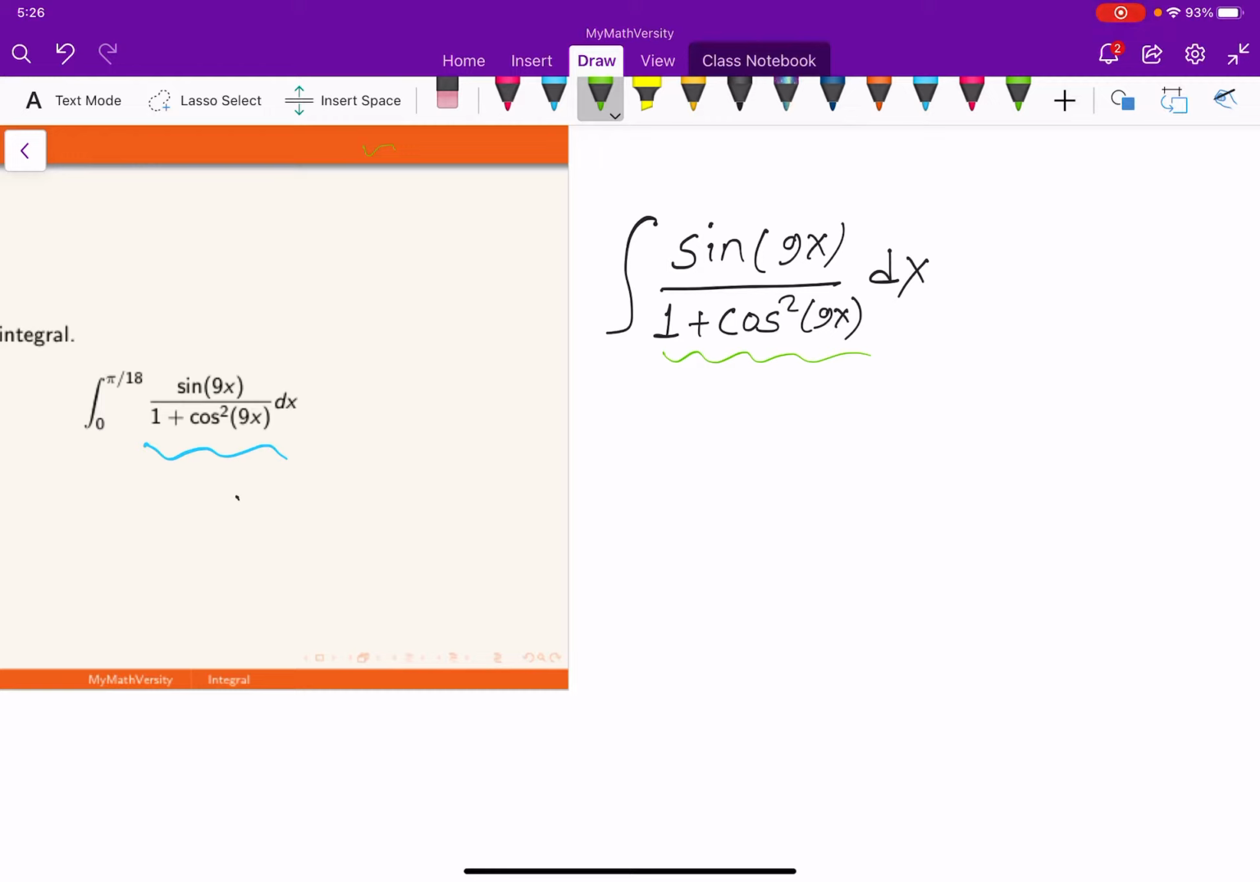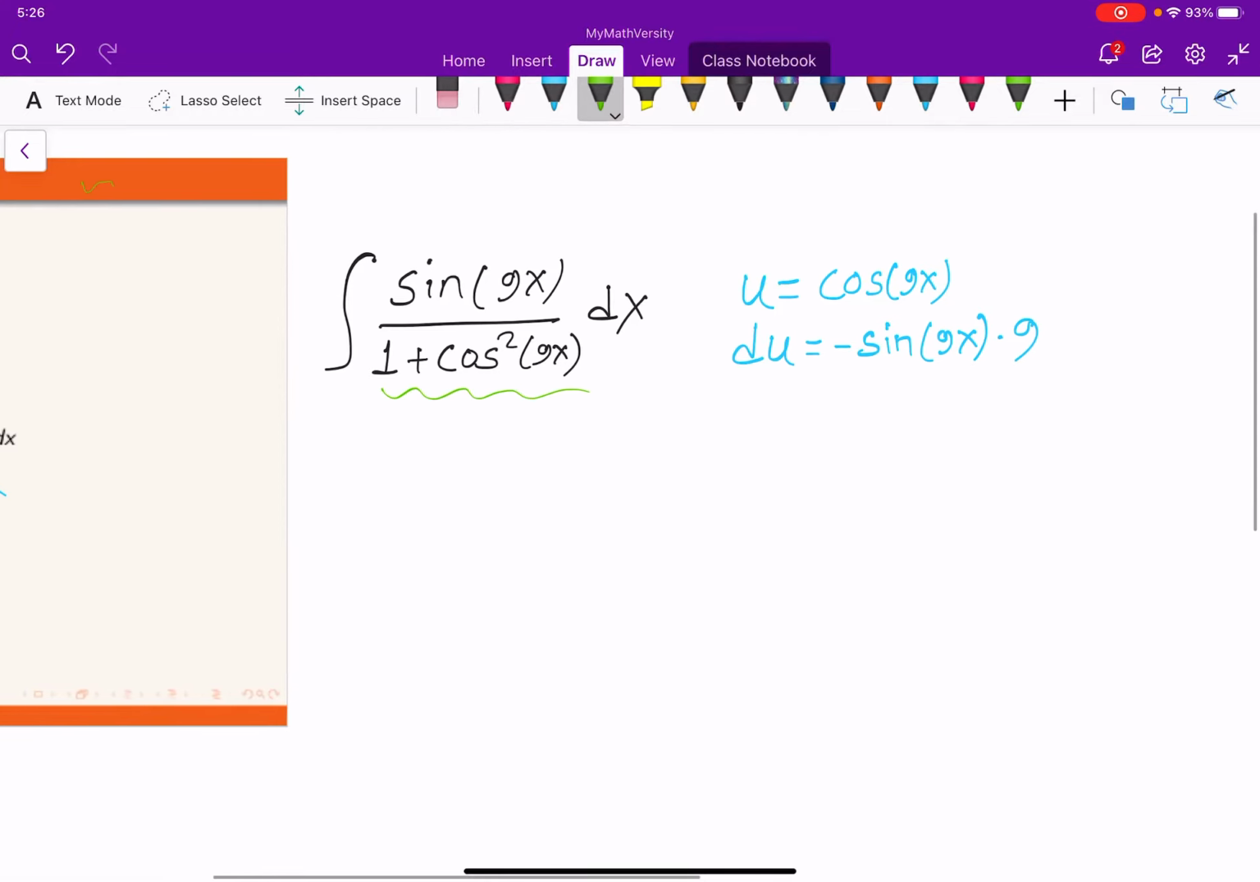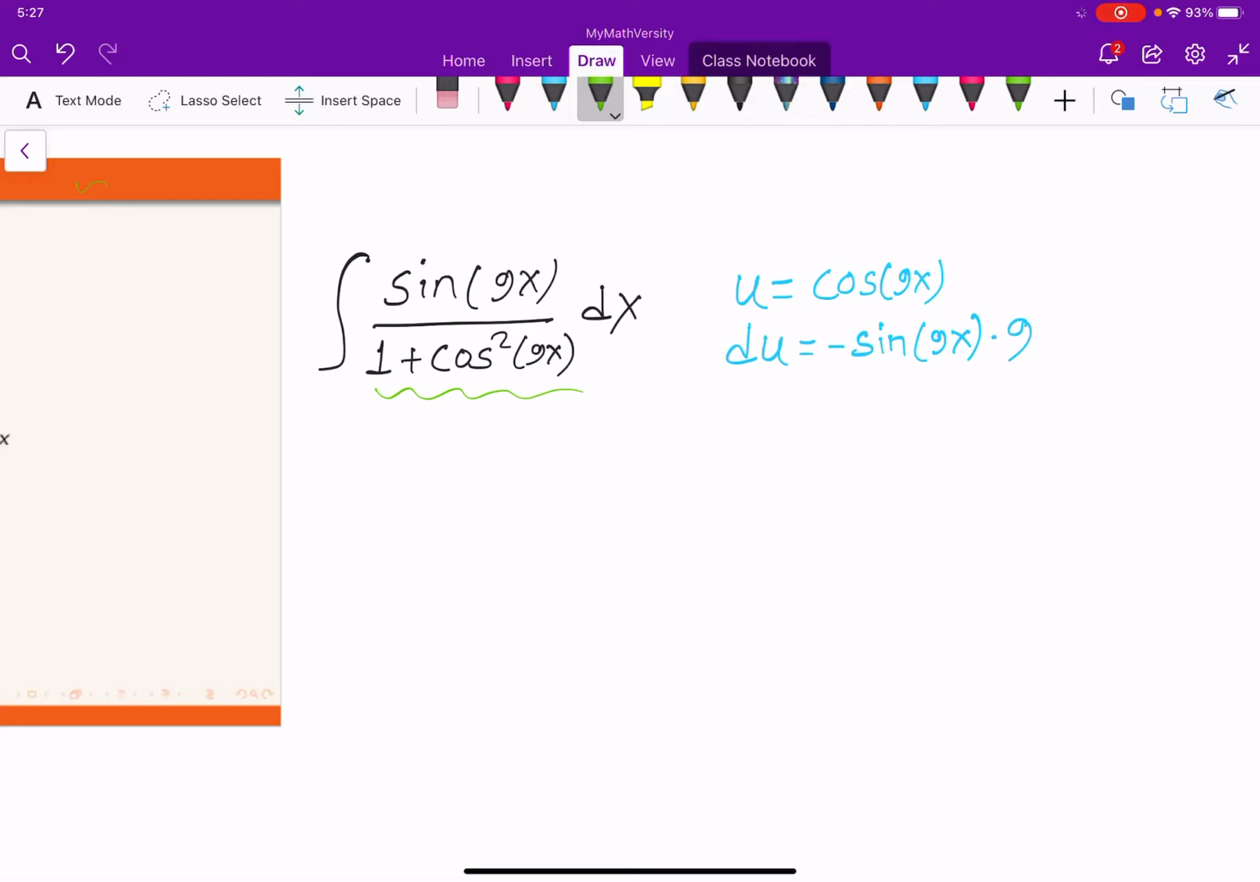If you look at the structure of this function, I hope you recognize there is something going on over here. If I assume u is equal to cosine of 9x and then find the differential du, the derivative of cosine is negative sine, composed with 9x, so times 9. We have that expression, sine of 9x, at the top. So I think the substitution rule would work here. We need to introduce this u variable to substitute for one of the expressions.